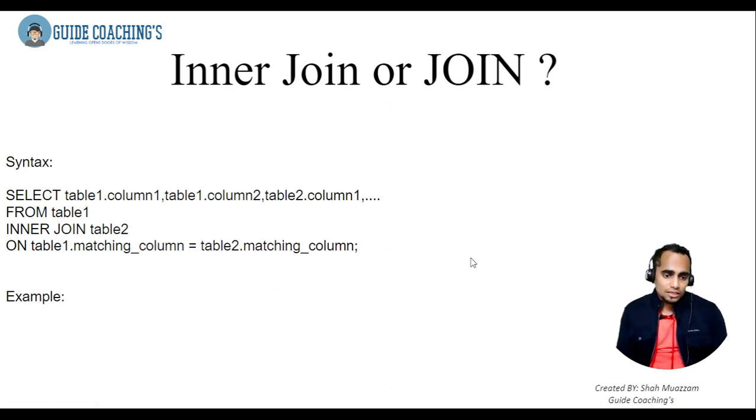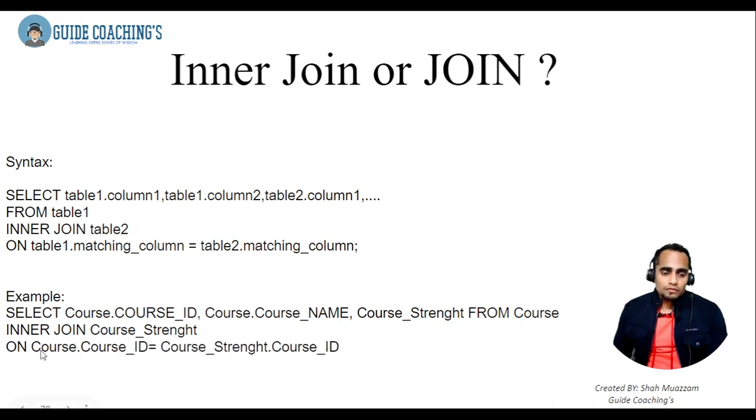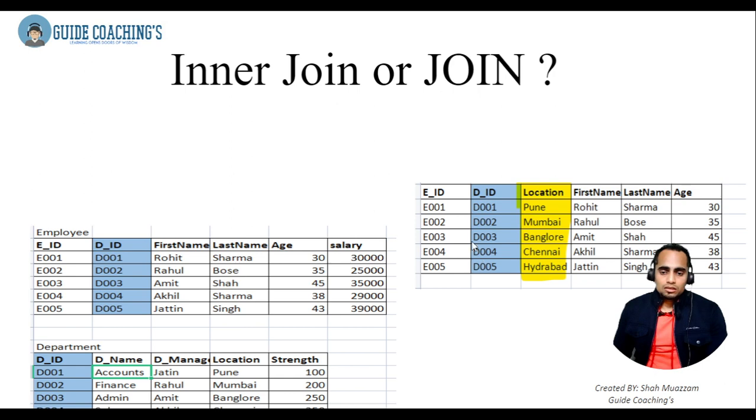Now we'll see the practical example of it. As we have discussed the course strength table, we'll see the same example here. I have select course.course_id, course.course_name, course_strength from course inner join course_strength. Then I am writing on course.course_id equals course_strength.course_id. This course id is common between the course table and the course strength table. Now we'll see this example and we will move to our practical example.